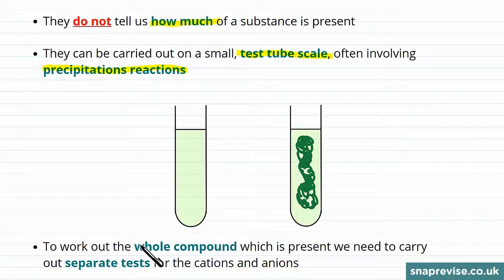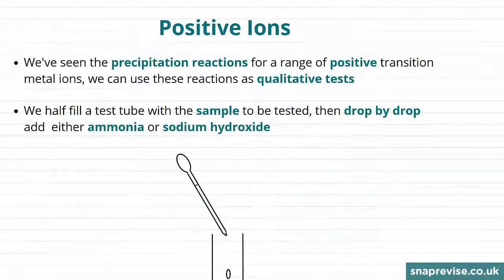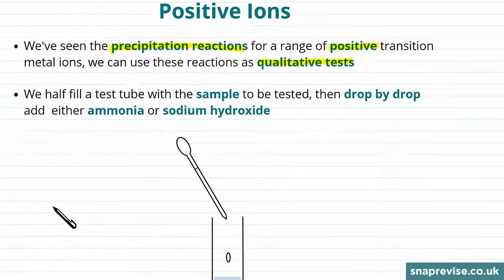But to work out the whole compound, so not just the transition metal positive ion, we also need to know some tests for the separate ions, so for example the negative ones, and maybe some more tests for a few other positive ions. So firstly, we'll examine the tests for positive ions. And as we've seen, precipitation reactions happen for a range of positive transition metal ions. So we can just use these as the qualitative tests if we know the results we're expecting.